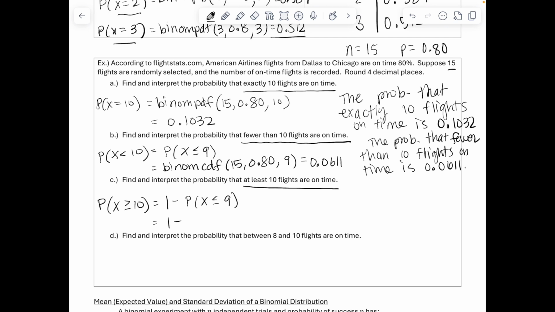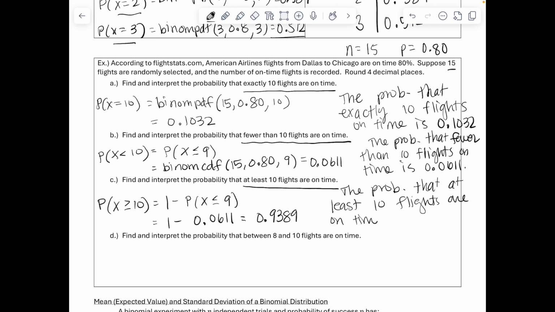So we do 1 minus 0.0611, again getting that from part B. And subtracting this on your calculator, you get 0.9389. And then to interpret this, this is the probability that at least 10 flights are on time is 0.9389.